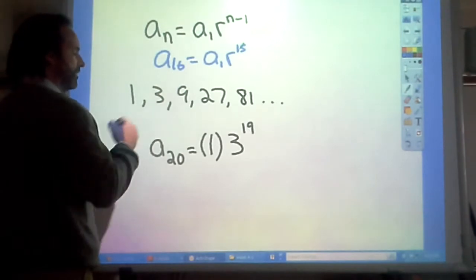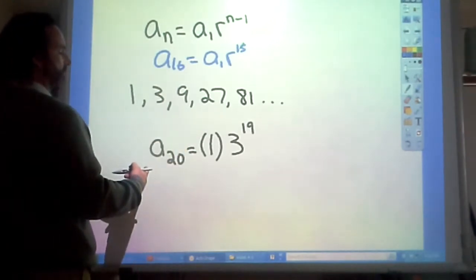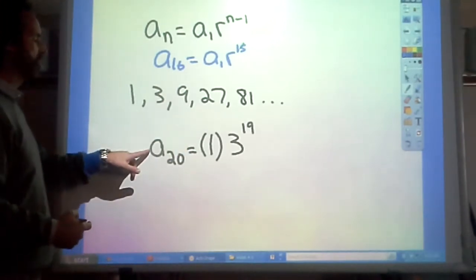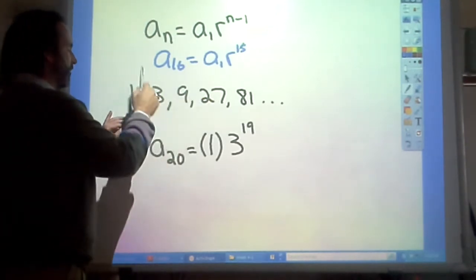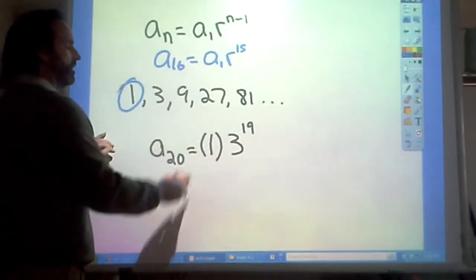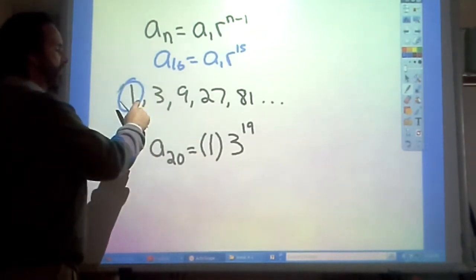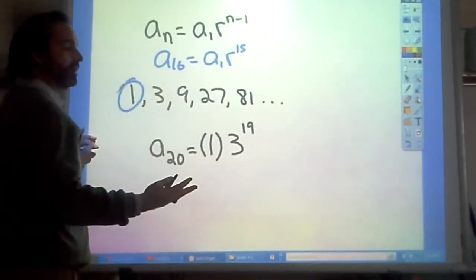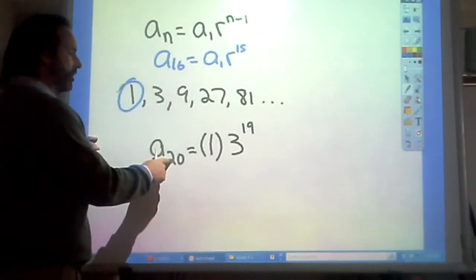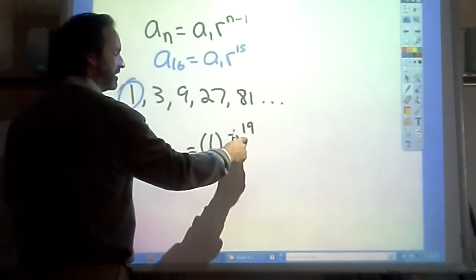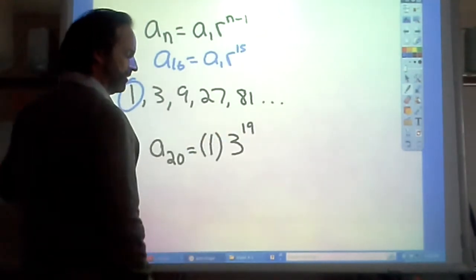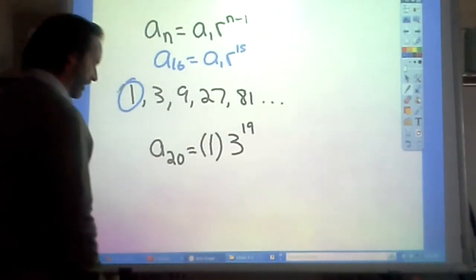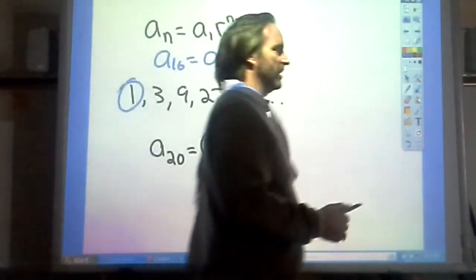So in this case, I want the 20th term. What's my 20th term? Well, my first term here is 1, in the sequence 1, 3, 9. My common ratio is 3 divided by 1, or 9 divided by 3, which is 3. I want the 20th term, so n minus 1 is 19. So this would be 1 times 3 to the 19th power. That would get you the nth term.